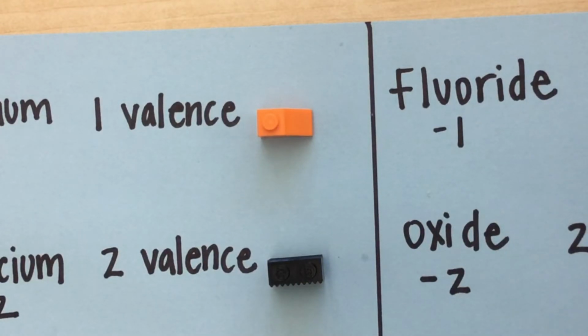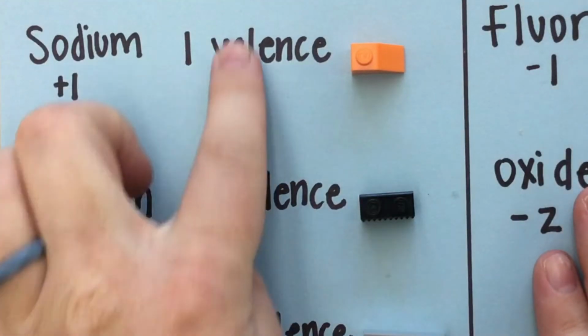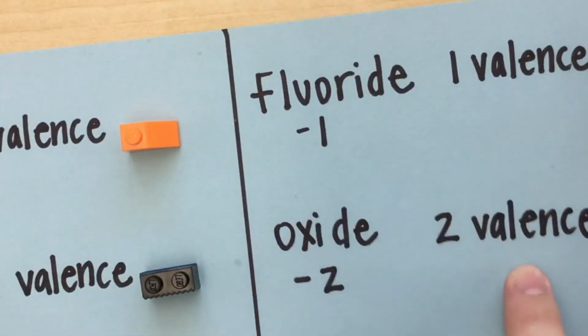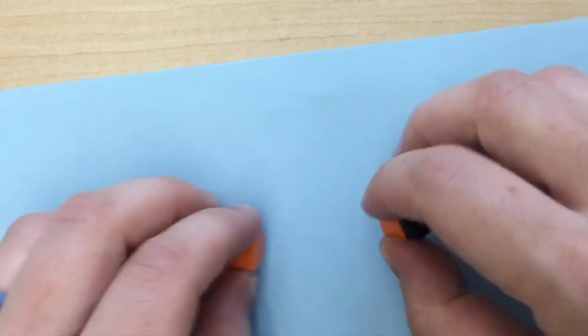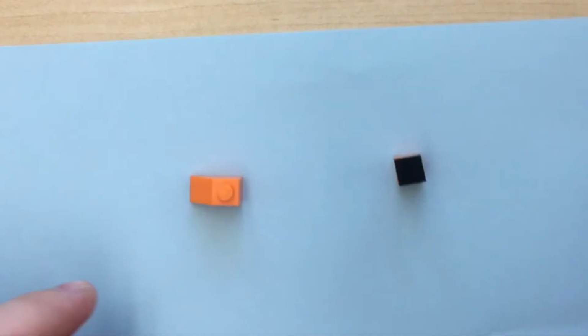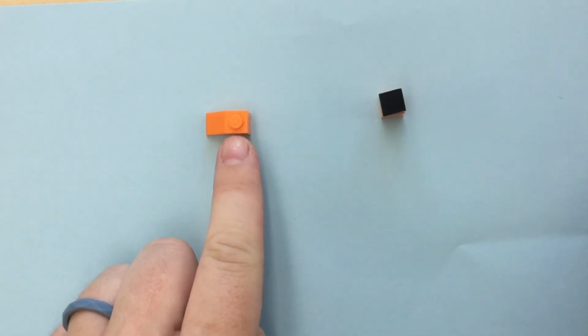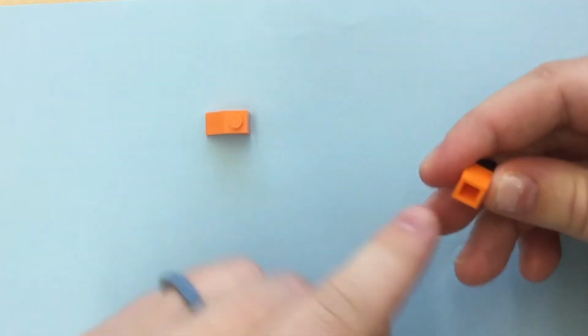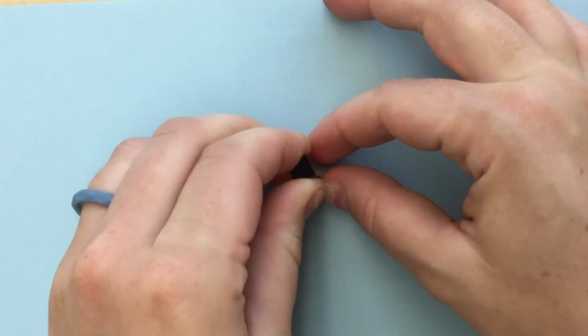So the really wonderful thing about the Legos is that it can help us predict in what ratio our elements are going to bond together based on their valence. So 1, 2, 3, and 1, 2. So if I wanted to make sodium fluoride, which would be these 2 pieces here, so I have sodium and fluoride. I've got 1 spot open that sodium can make a bond, 1 valence. And fluoride has 1 spot open here, so these will go together in a 1-to-1 ratio, like so.